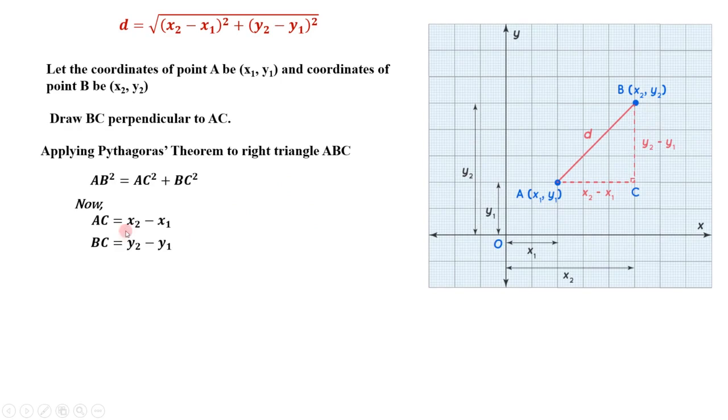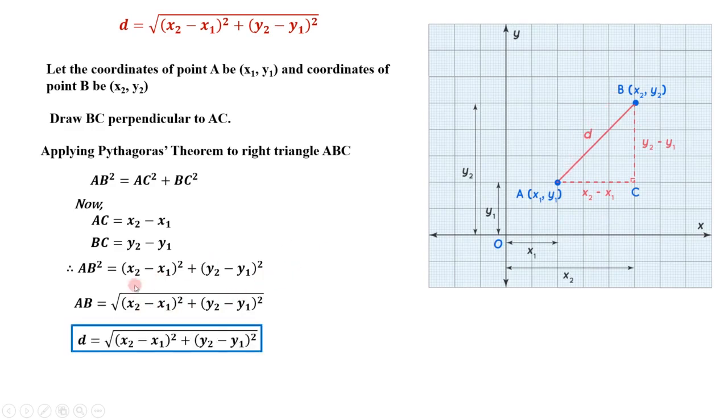So now we'll plug in these two values in this very theorem. We'll have AB squared is equal to (x1 taken away from x2) whole squared plus (y1 taken away from y2) whole squared. So now this square will shift to the right side. We'll have AB is equal to the square root of (x1 taken away from x2) whole squared plus (y1 taken away from y2) whole squared. So we know that this AB is the distance d.